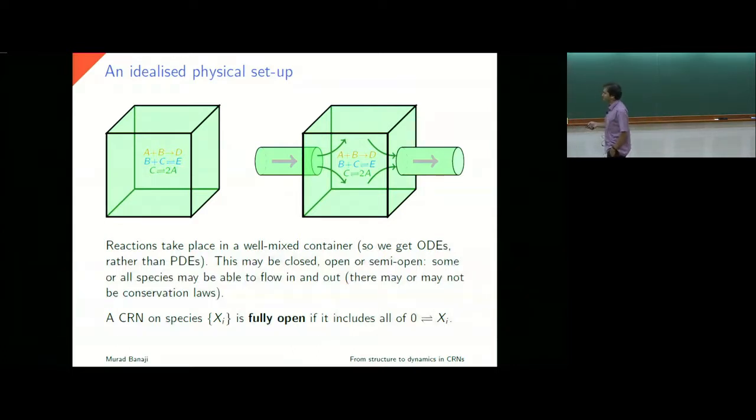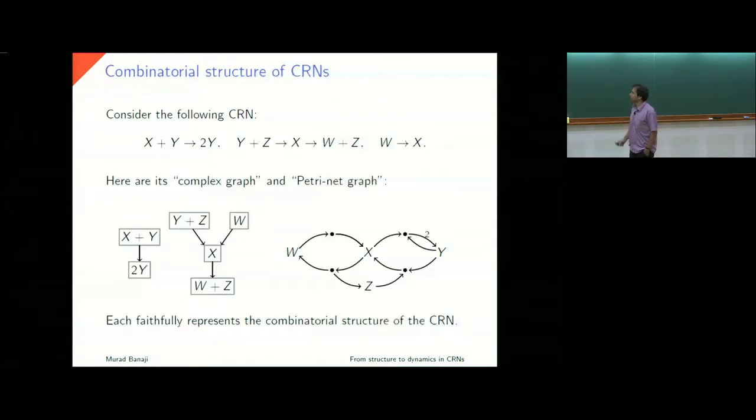And I'll call a network fully open if it includes all of the reactions. So all of the inflows and outflows of every possible species, and we'll call it fully open. Everything can go in and out of that. Fully open networks are in some sense a bit easier than other kinds of networks. They allow stronger results. I'll give you examples of that.